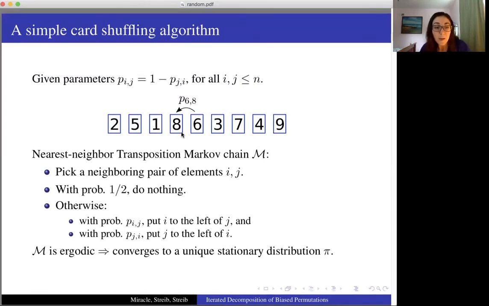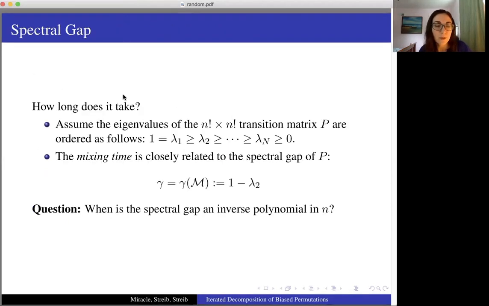The Markov chain M is ergodic, which implies that it converges to a unique stationary distribution pi, and that distribution will depend on the set of Pij's that you have. The central question we're interested in is how long the convergence takes, which we call the mixing time. It turns out that we can get a pretty good answer by looking at the eigenvalues of the transition matrix P that defines the moves of the Markov chain.